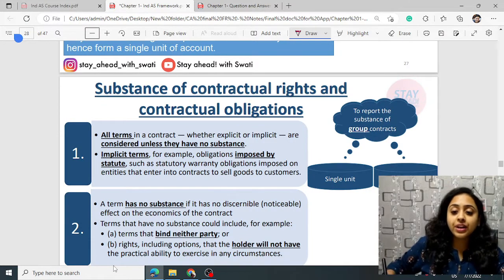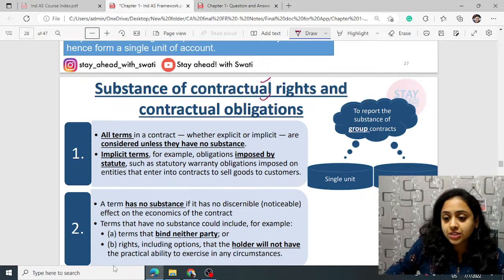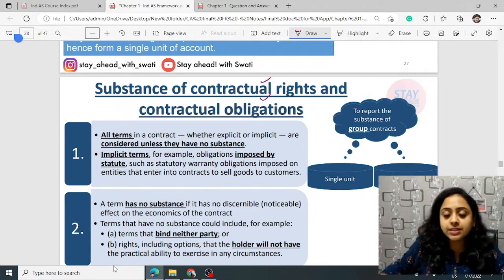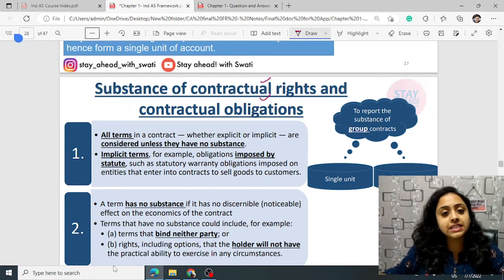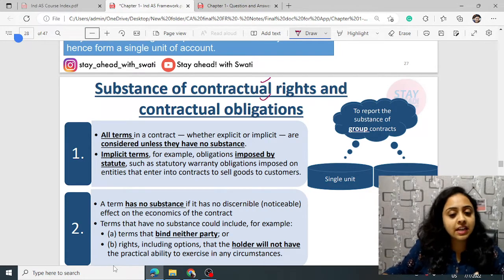Substance of contractual rights and contractual obligations. To report the substance of a group of contracts, single unit or separate unit, it depends. If it can be separated, then separate contracts. If it cannot be separated, then single unit.